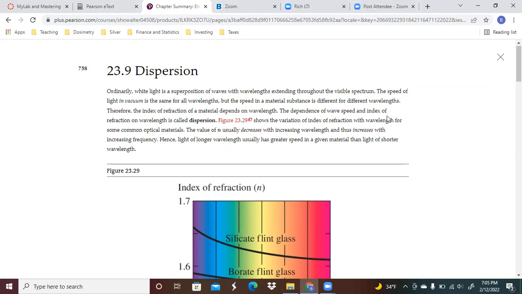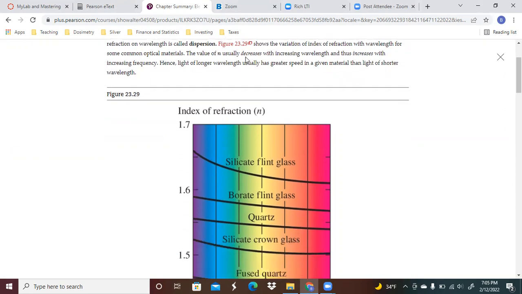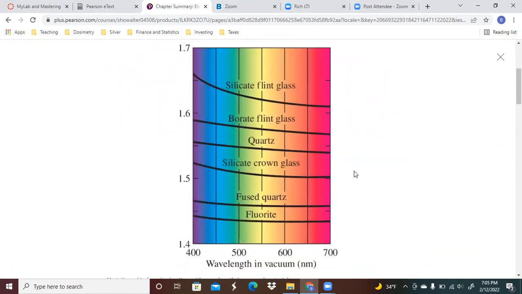The dependence of wave speed and index of refraction on wavelength is called dispersion. And this figure shows the variation of index of refraction with wavelength for some common optical materials. The value of n usually decreases with increasing wavelength and thus increases with increasing frequency. So light of longer wavelengths usually has a greater speed in a given material than light of shorter wavelengths. In other words, if your wavelength is longer, then you're going to see less bending of it.